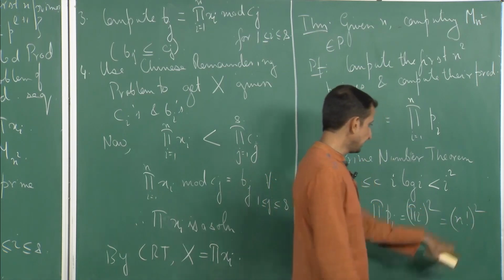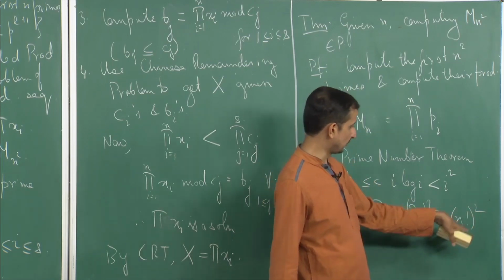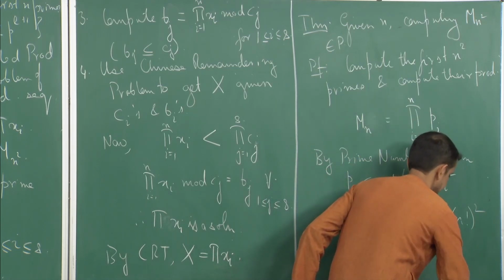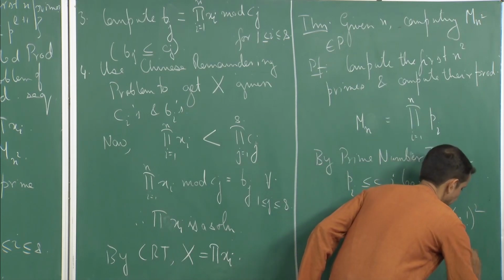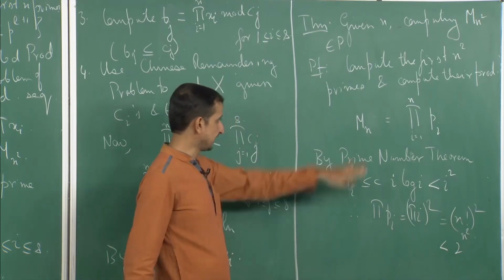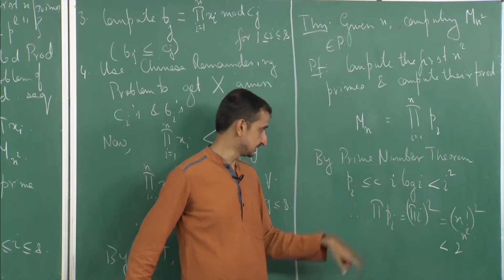to the power n. n to the power n can be written as 2 to the power n log n. So this is basically less than 2 to the power 2n log n, which is less than 2 to the power n square. Okay. So we have, by the prime number theorem, that m_n is less than 2 to the power n square. So one condition is satisfied.